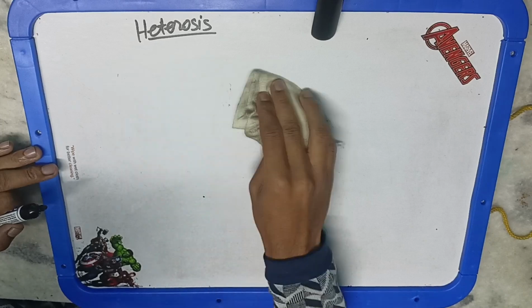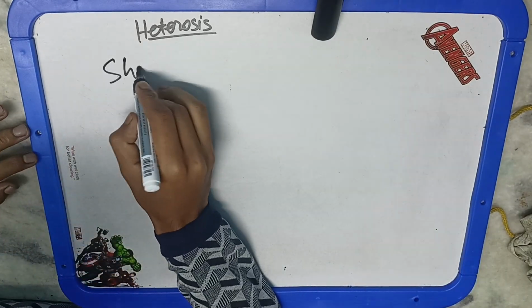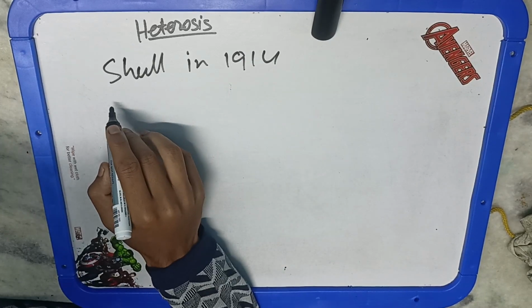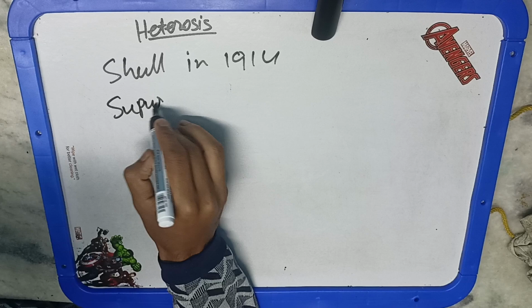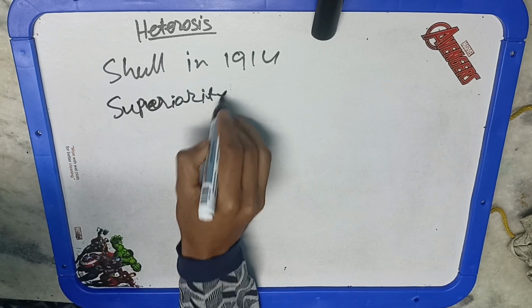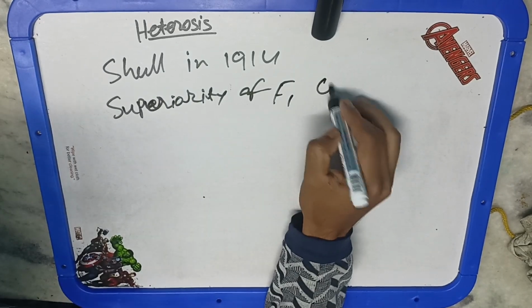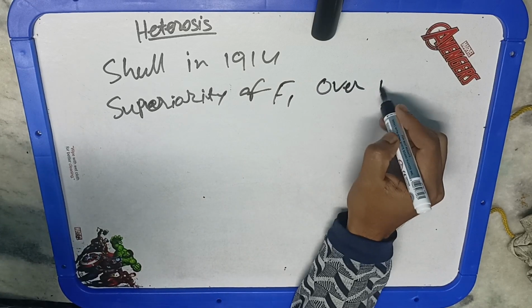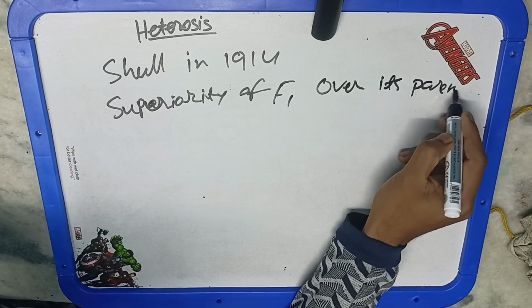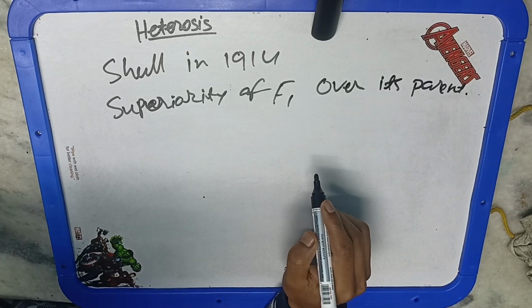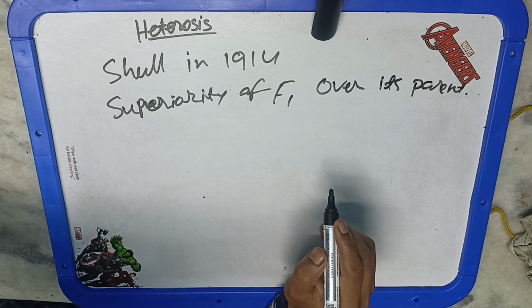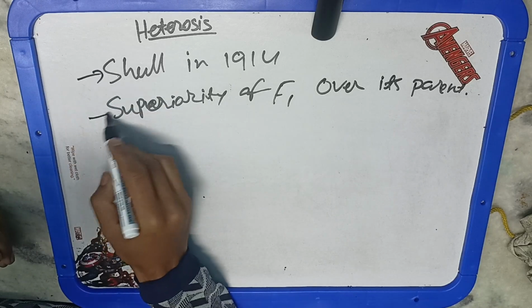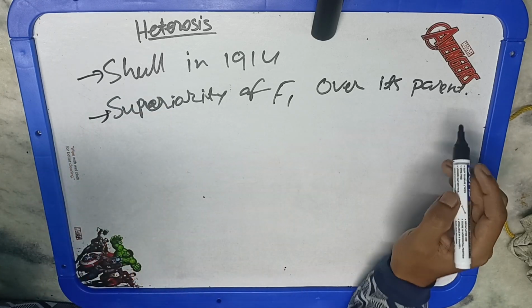The term heterosis was given by Shull in the year 1914. It may be defined as the superiority of an F1 hybrid over both of its parents in terms of yield or any other character which we are considering. Take an example: if a plant has a height of 20 centimeter, and we cross it with a dwarf genotype having a height of 5 centimeter, and we get the F1 heterozygote with a height of 30 centimeter, you can say that it is performing over and above one of the parents. This is because of heterosis.